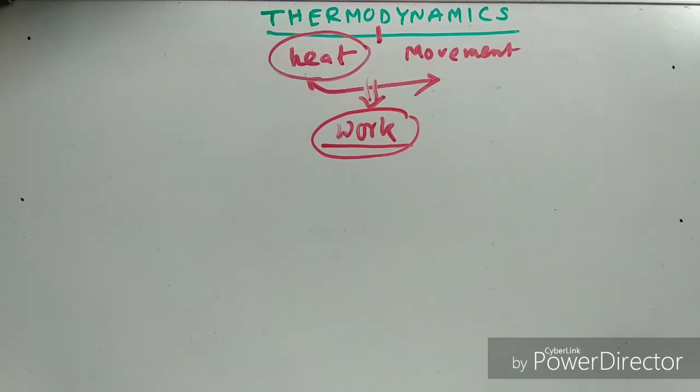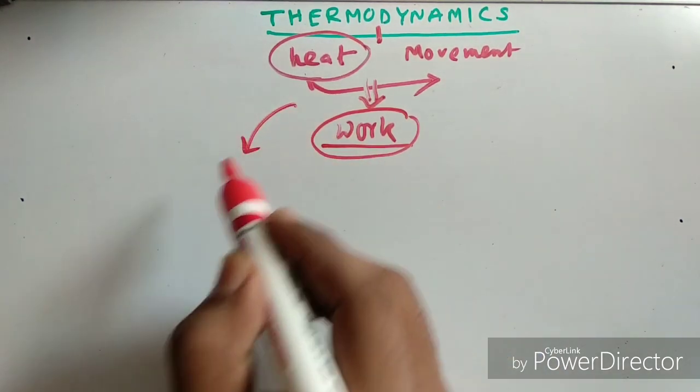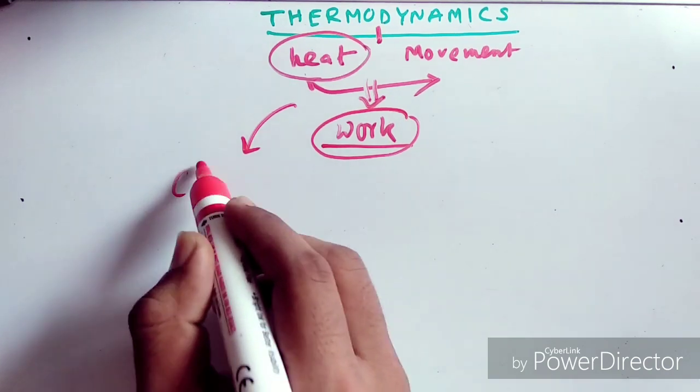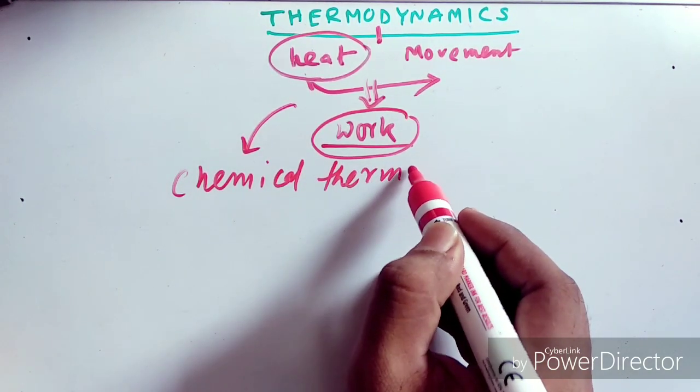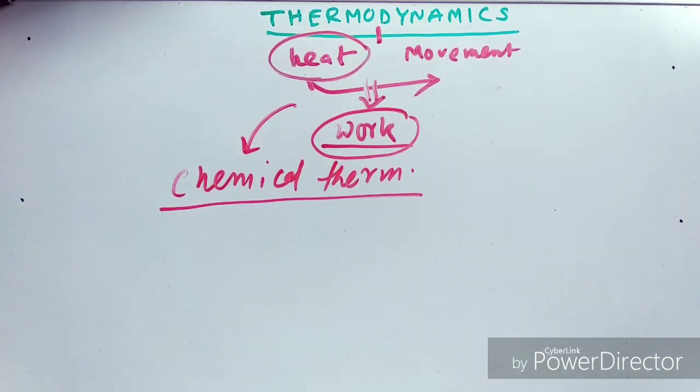Okay, so we just want to apply thermodynamics to chemical systems. For chemical systems we will call it chemical thermodynamics. Remember this term, chemical thermodynamics. We will discuss only chemical thermodynamics, because we are studying chemistry, so we just need to study chemical thermodynamics.